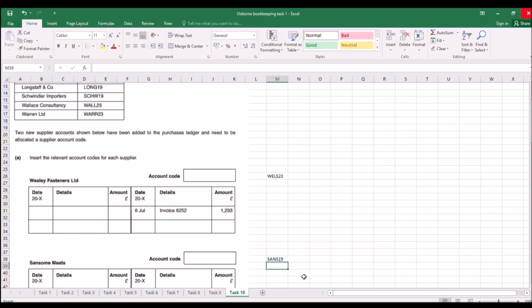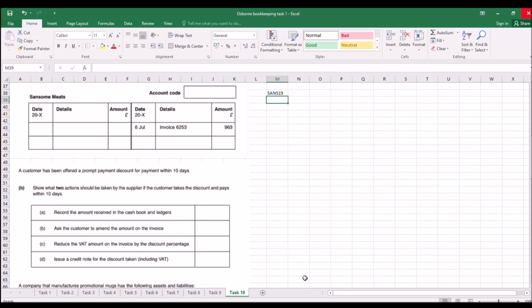Okay, the first bit. Customers have been offered a prompt payment discount within 10 days. Show what 2 actions will be happening if the customer takes the discount. Record the amounts received in the cash book and ledgers. Well, the customer has paid, so we're going to have something going on in the ledgers, and that sounds a good plan. Ask the customer to amend the amount of the invoice. Most definitely not. You don't touch those documents. Even if you've issued one incorrectly, you would leave it there and then you would credit it.